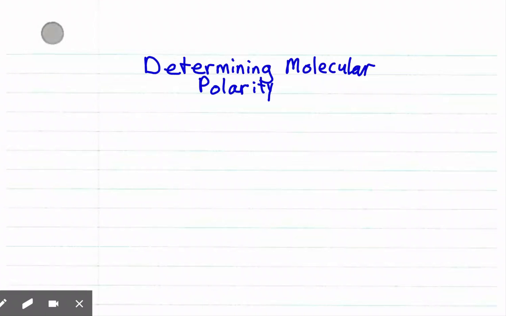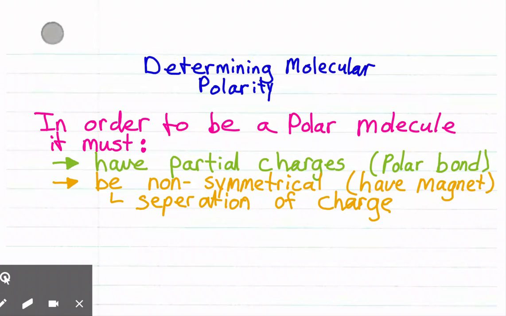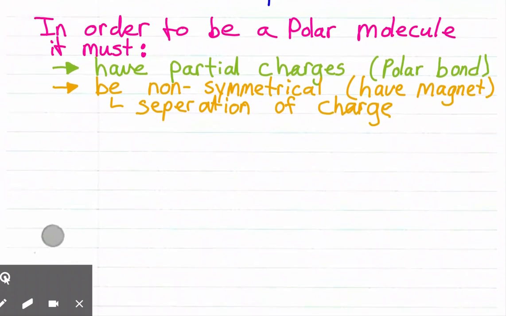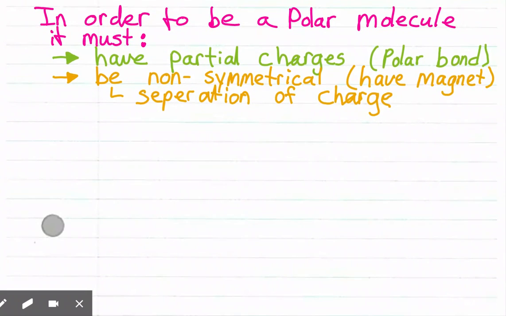bonds or nonpolar bonds. So we know from some previous learning that in order to be a polar molecule, a molecule must contain a polar bond and have partial charges, and it has to have a non-symmetrical geometry. So I'm just going to walk you through how to determine if a molecule is polar or nonpolar.